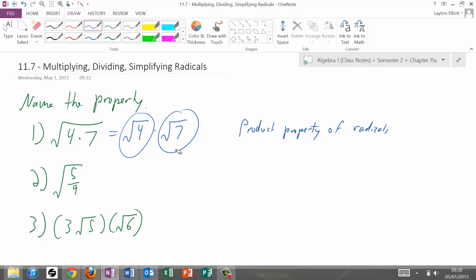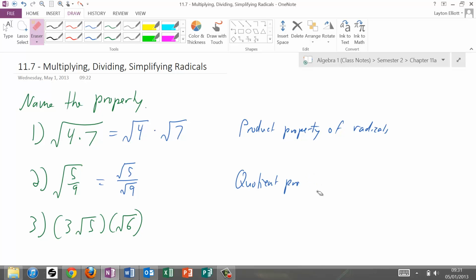Okay, the second one, if I have the square root of 5 divided by 9, that's equal to the square root of 5 over the square root of 9. We have used that as well when we take the square root of a fraction. We take the numerator and denominator separately. If this one's the product property of radicals, this new one is called the quotient property of radicals.